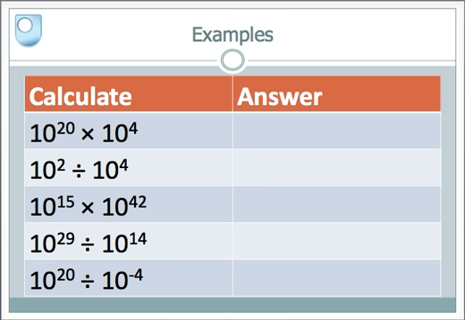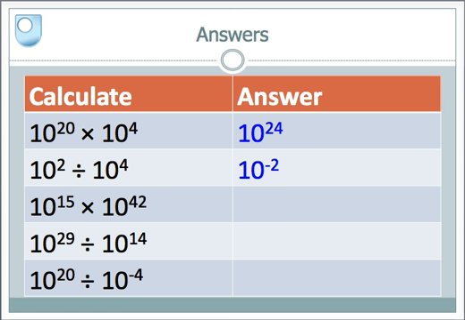Let's have a look at some more examples. 10 to the 20 times 10 to the power of 4. Well, that's a straight multiplication. We just simply add the two values together. 20 plus 4 gives me 10 to the power of 24. 10 to the power of 2 divided by 10 to the power of 4. The 10 to the power of 4 is on the bottom. We take the reciprocal, it becomes 10 to the minus 4. Therefore we've got 10 to the power of 2 times 10 to the power of minus 4, and I end up taking 2 minus 4 gives me 10 to the power of minus 2.